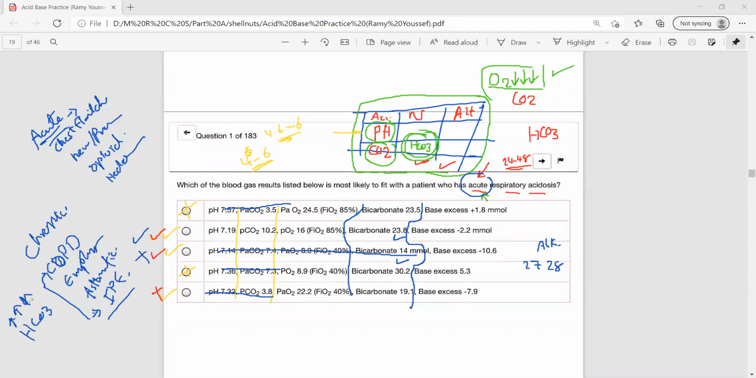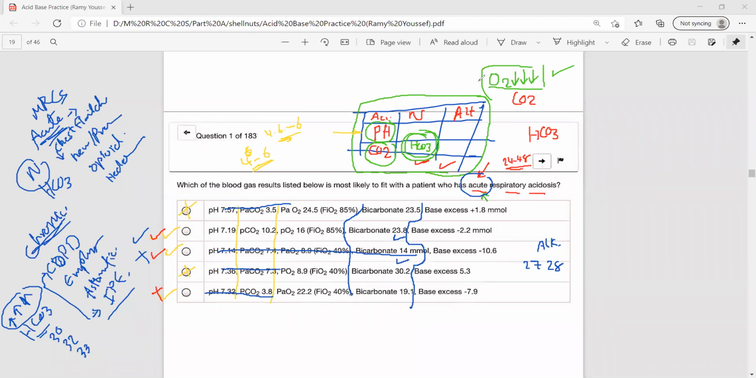It will always be high. You'll find it 30, 32, 33, something like this. But in acute conditions, acute condition means the patient is still within a few hours, so almost always you'll find HCO3 is normal. Okay, clear? Okay, two minutes break and we'll come back again.